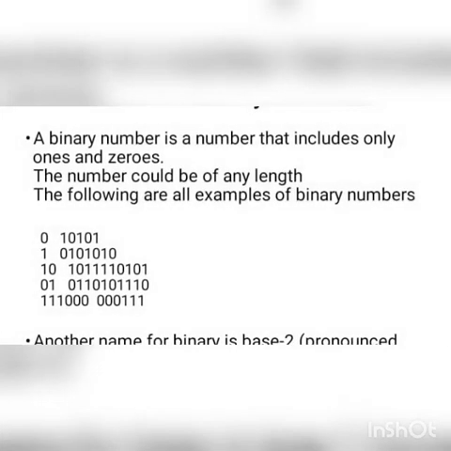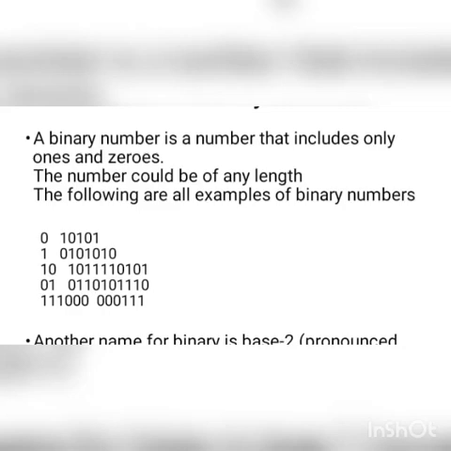So first of all, we will see what is a binary number. A binary number is a number that includes 1 and 0. Basically, in a binary number, two digits are included: first 0, then 1. The length of the binary number could be any: 1, 2, 3, 4, and so on. The following are examples of binary number.